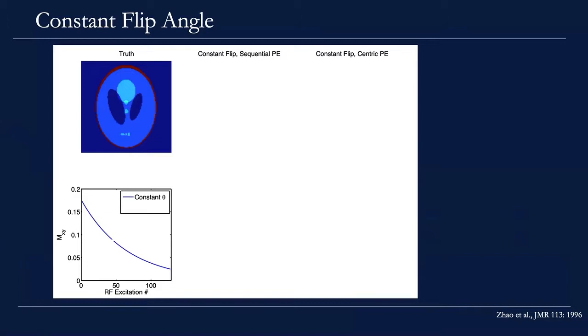So based on how I describe sequential and centric phase encoding, which one would act as a high-pass filter? The sequential phase encoding or the centric phase encoding? Does that concept of filtering make sense to you guys? Yeah. So what's a high-pass filter in an image? What's a low-pass filter?